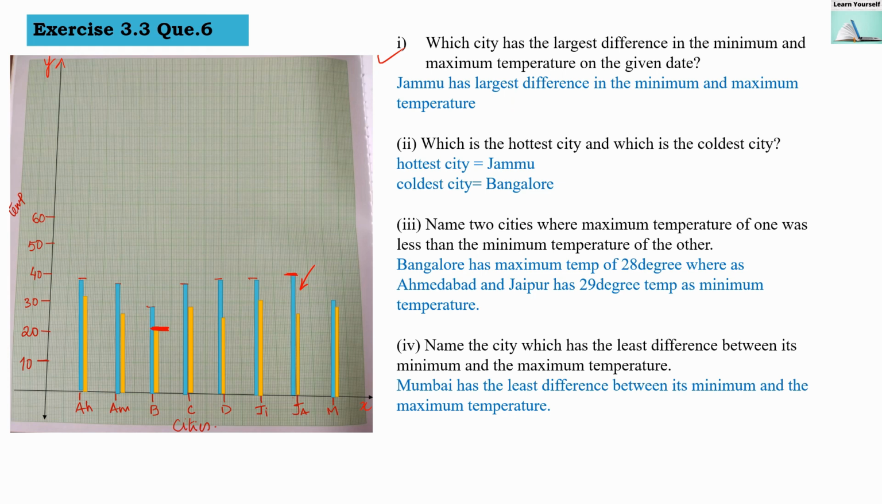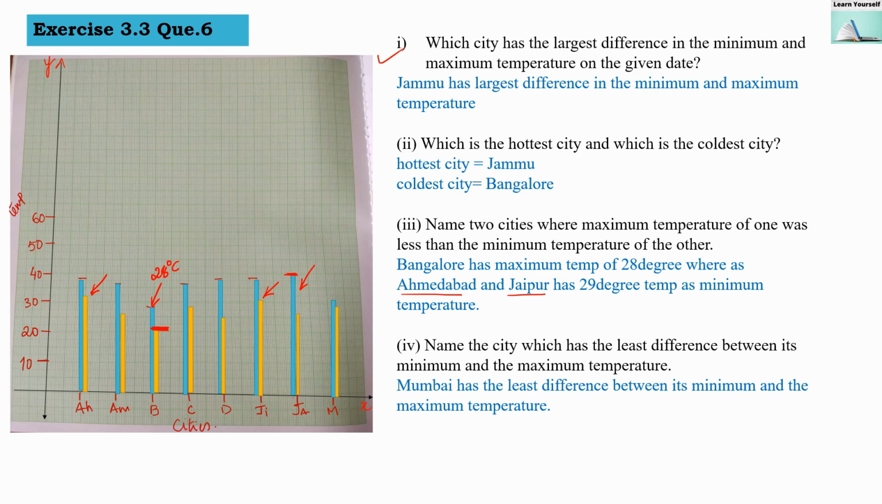Third question: name two cities where the maximum temperature of one was less than the minimum temperature of the other. Bangalore's maximum temperature is 20 degrees Celsius here. Now let us check the minimum temperature: Ahmedabad and Jammu have 29 degrees Celsius, which is even higher than the maximum temperature of Bangalore. Of these two cities, Ahmedabad and Jaipur, the minimum temperature is also higher than Bangalore's maximum temperature. So Bangalore is the coldest place.